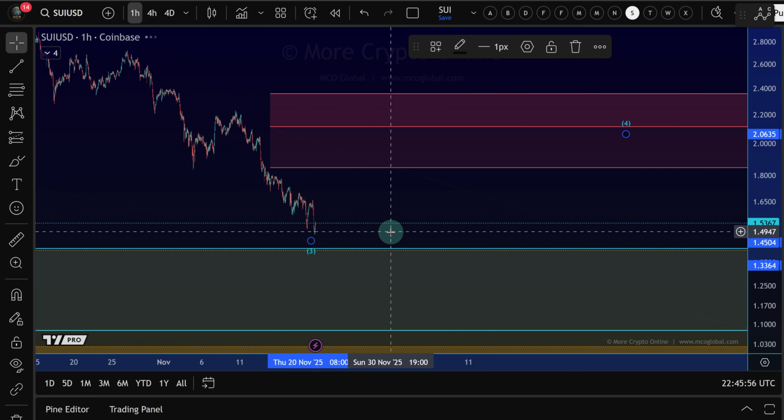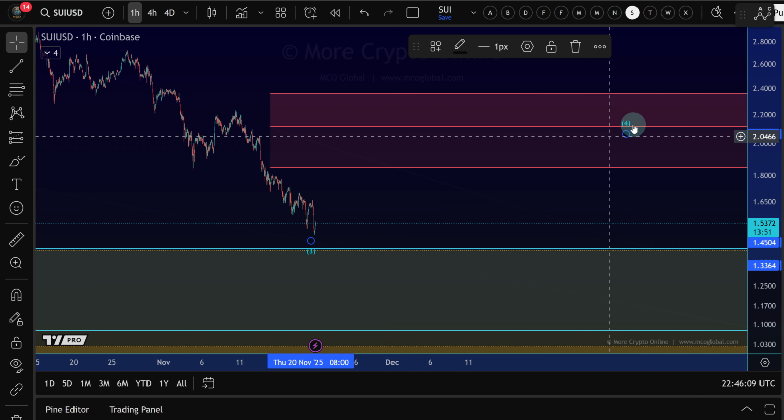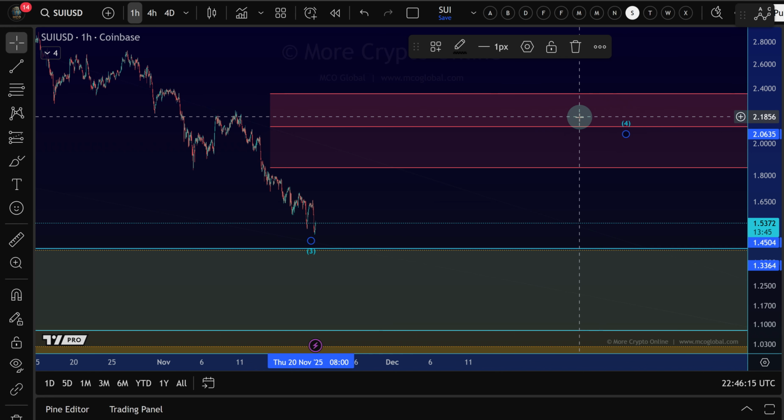So this is how I see the market right now, which means we just have to be patient and be on high alert for a possible bounce. But the primary scenario is that this is only going to be a corrective bounce, which means, again, a three-wave move up, which likely should not break above the $2.35, $2.36 area. That's the update on SUI.